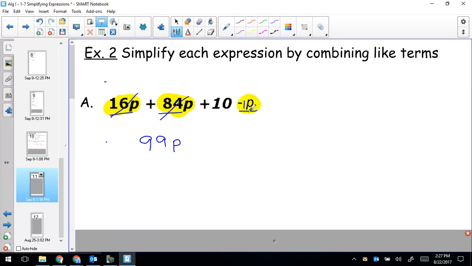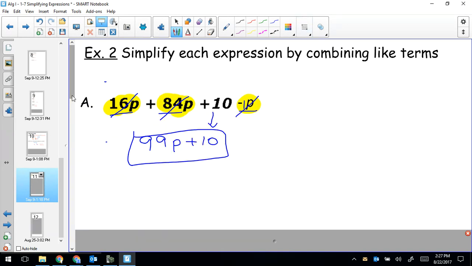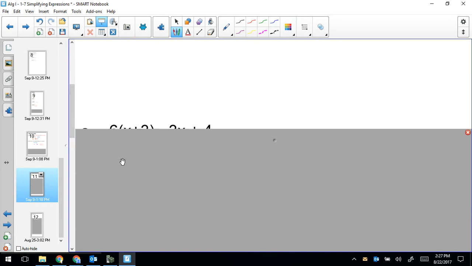Those terms go away, and I like to cancel them out. I like to cross them out to know that I've used them up. And then plus 10 is sitting out there all alone, nothing to combine with. Okay. So there's my answer. Again, you should be writing these down as we go.